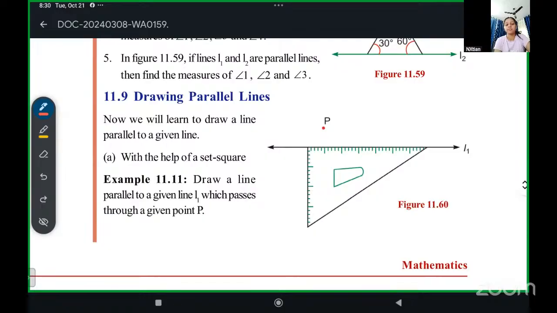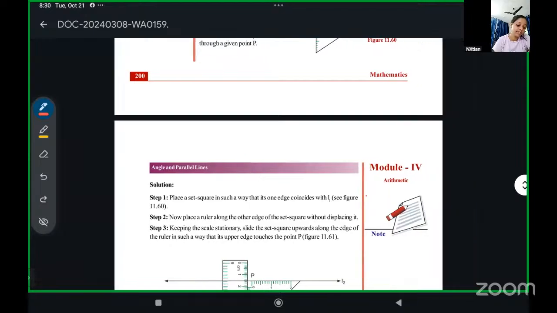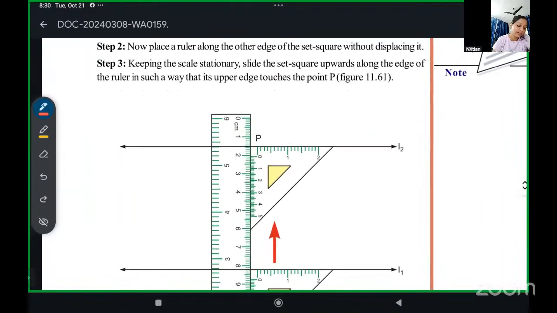But we just did it, no, ma'am. I'm done drawing a parallel line with a P. Still, Abraham, just do it. Okay, just do it once. Then placing. Now place the scale like this.